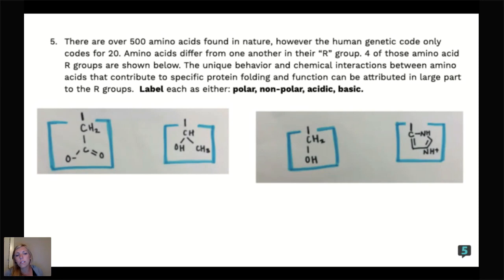So the reason you can tell generally, oh shoot, I'm sorry. This one doesn't have a hydrogen. I would actually call that first one acidic. Sorry, I'm losing it. You can technically be acidic and polar, so I would accept either one. But because of that true negative charge at the bottom, I would call it acidic because it has dropped off a hydrogen into solution. That's where that negative charge is coming from.